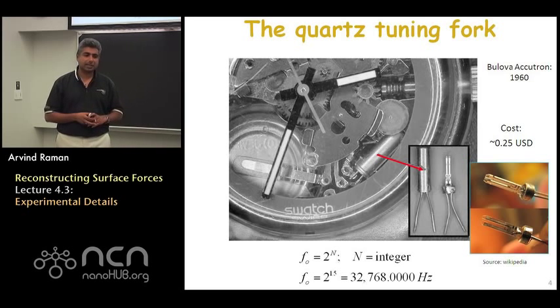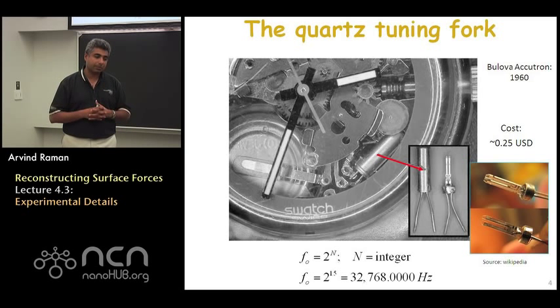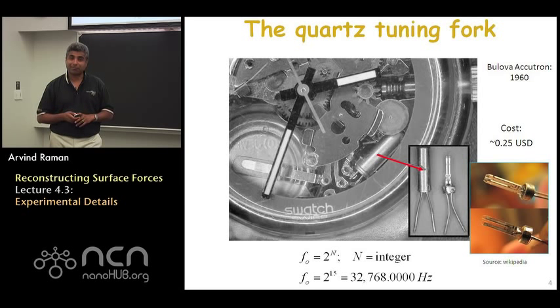What's interesting about tuning forks is their natural frequencies have been designed to be 2 to the n, an integer power. A very common rendition of this is 2 to the 15, which gives you a resonance frequency of about 32 kilohertz, which makes these tuning forks ideal as clocks to be integrated into microprocessors and electronic circuits and so on. The big advantage, of course, is cost. It turns out that these things can be fairly cheap. You can buy them for 25 cents if needed. And so it's very interesting to look at the possibility of using quartz tuning forks for doing frequency modulated AFM.